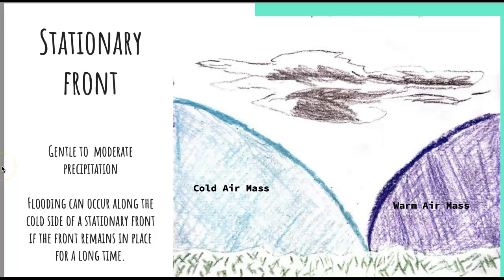And last but not least, we have our stationary front, which typically leads to gentle to moderate precipitation, although flooding can occur along the cold side of a stationary front if the front remains in place for a long time.